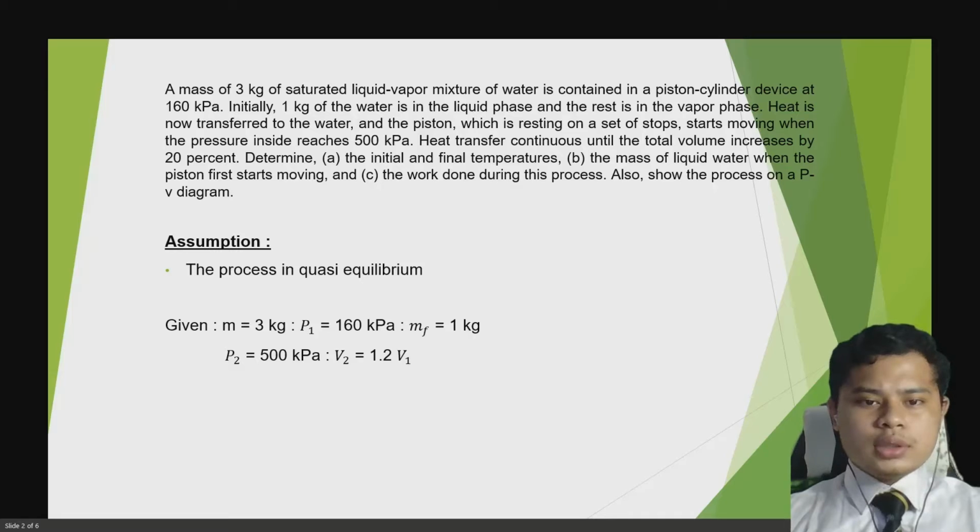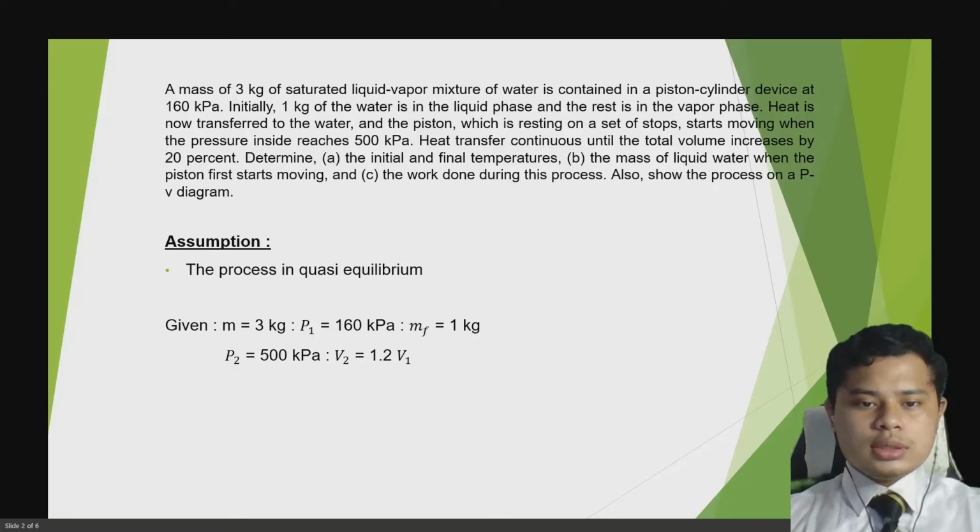A mass of 3 kg of saturated liquid-vapor mixture of water is contained in a piston-cylinder device at 160 kPa. Initially, 1 kg of the water is in the liquid phase and the rest is in the vapor phase. Heat is now transferred to the water, and the piston, which is resting on a set of stops, starts moving when the pressure inside reaches 500 kPa. Heat transfer continues until the total volume increases by 20%.